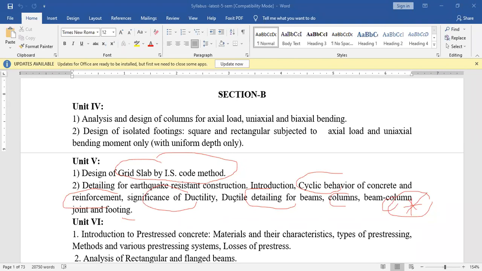It should give certain signs, or it should be limited to only certain deformation and not fully collapse. That kind of thing is nothing but the ductile detailing part, which is very important whenever you want to go ahead with an earthquake resistant structure.